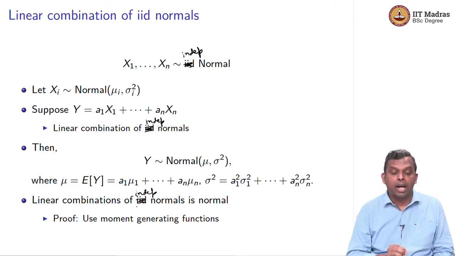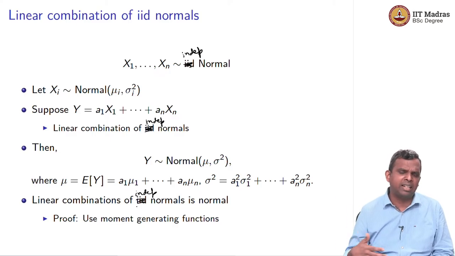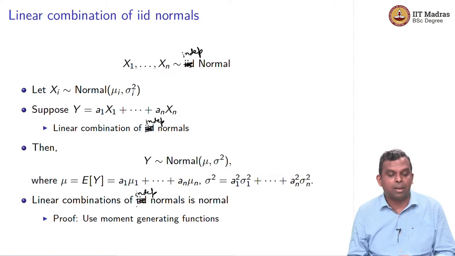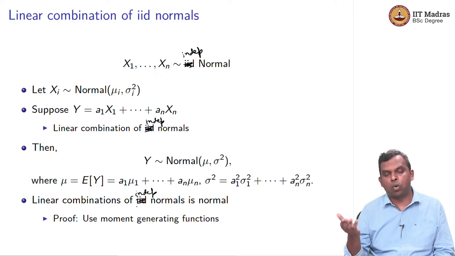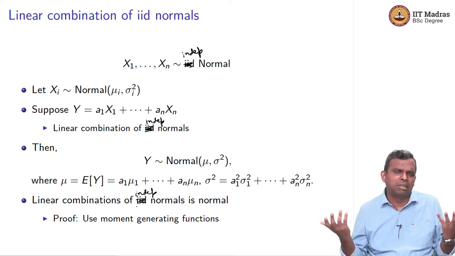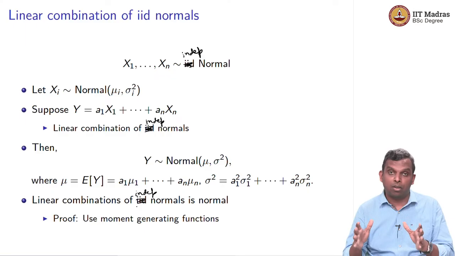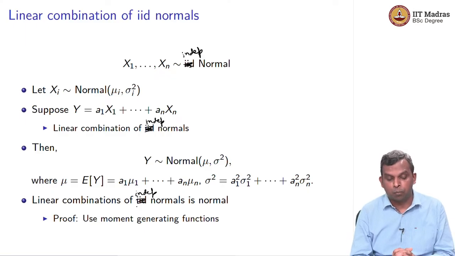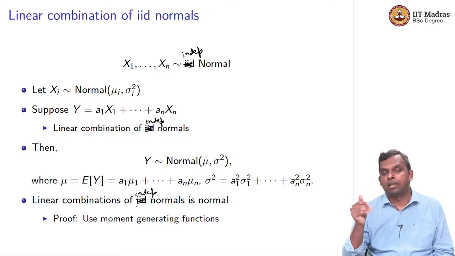And then what do I do? I take a linear combination of them. This linear combination is a powerful thing that's used repeatedly in so many different places. So for instance, I might define a random variable y equal to a1 times x1 plus a2 times x2 plus so on till an times xn, where the a's are some constants, you know, 1, 2, 3, whatever. So I'm taking a linear combination of x1 to xn. Each of them is normal and they're all independent. It turns out the linear combination is also normal. That's a huge result, and it's very important to know this by heart. Linear combination of independent normals is normal.